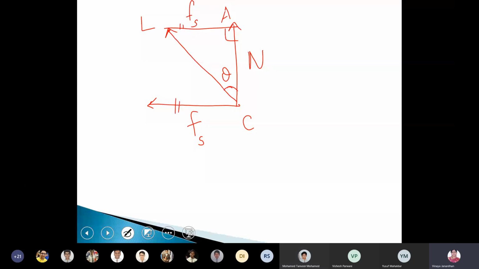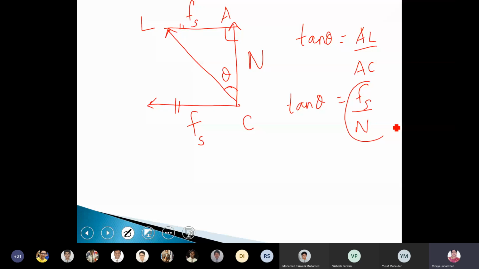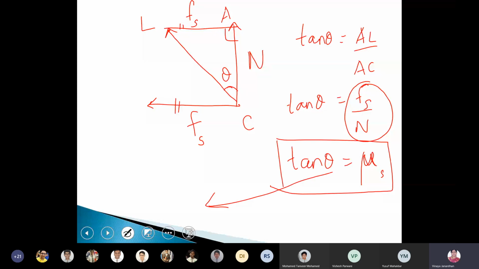Now in this triangle, tan theta will be AL divided by AC, or tan theta becomes equal to Fs by N. But we very well know Fs by N is the coefficient of static friction, and this depends upon the nature of the surfaces in contact. So tan theta becomes equal to the coefficient of static friction. What is theta? Theta, we call it the angle of friction. Is that fine, boys?